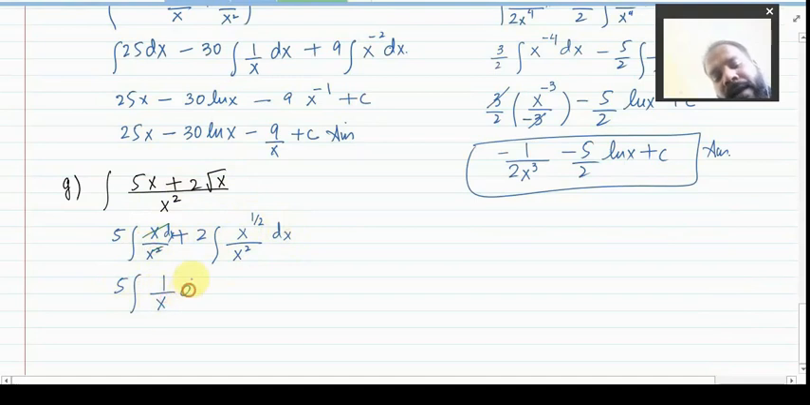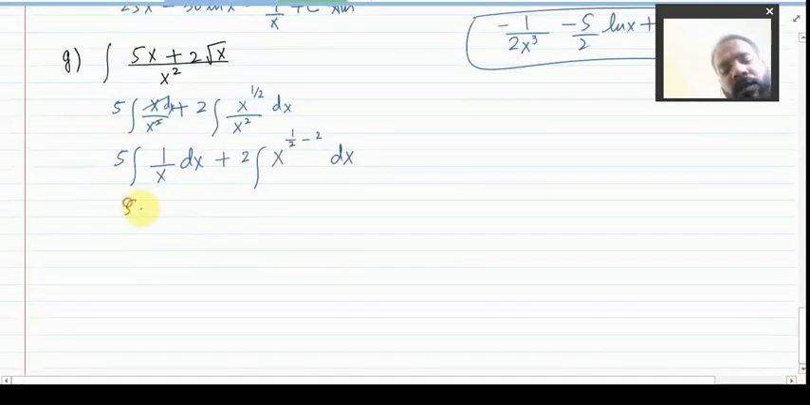For the first one you can cancel it, so the leftover we have, it's 5 integral of 1 over x dx plus 2 integral of, bases are same and they are dividing, that means you can subtract the powers. So x to the power 1 upon 2 minus 2 dx. So it will be equals to 5 integral of 1 upon x dx plus 2 integral of x power 1 upon 2 minus 2, it's minus 3 upon 2 dx, right?